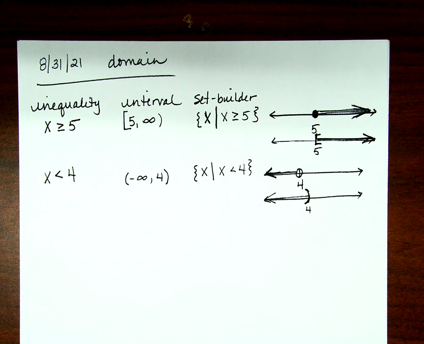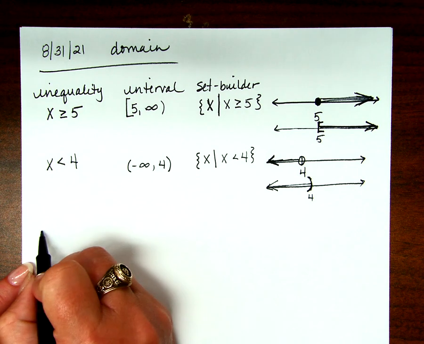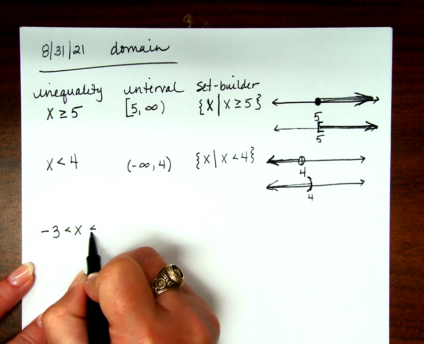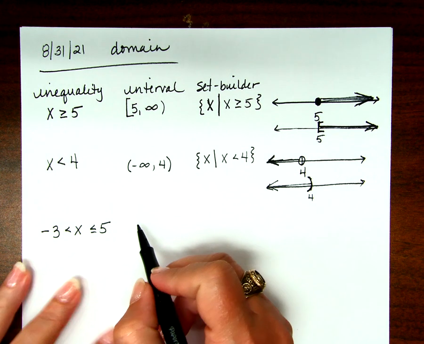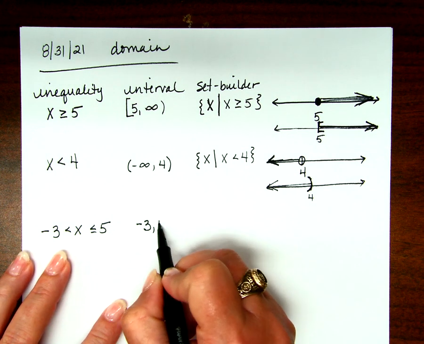Everybody okay so far? So what if the inequality notation looked like this? Negative 3 is less than x is less than or equal to 5. What do you want to do first? Interval, set builder, or the graph? First of all, does it matter? No, it does not. Okay, so you said interval, so where is it going to go? From negative 3 to 5.